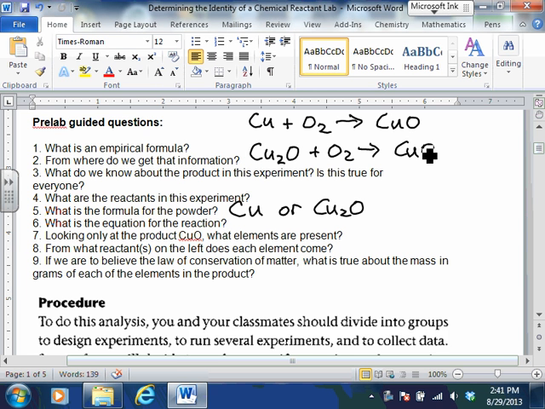From what reactant on the left does each of the elements come? Once again, we've got two possibilities there. If this is the reaction that we're working with, then the copper obviously comes from copper, and the oxygen comes from oxygen. But if it's actually this reaction that's happening, the copper is coming from the Cu2O, and the oxygen is coming from two places: from the oxygen in the Cu2O, but also from the O2, the oxygen in the air. All right?